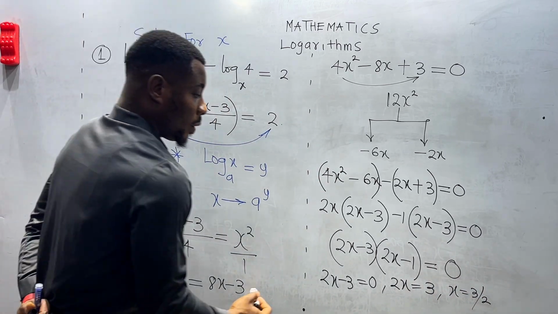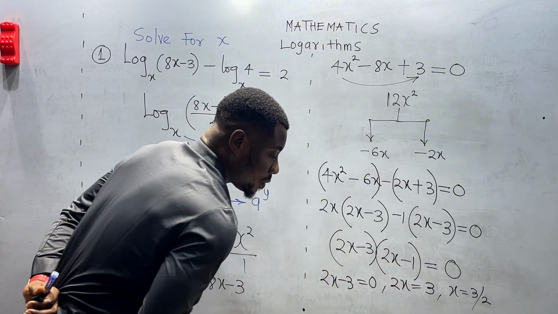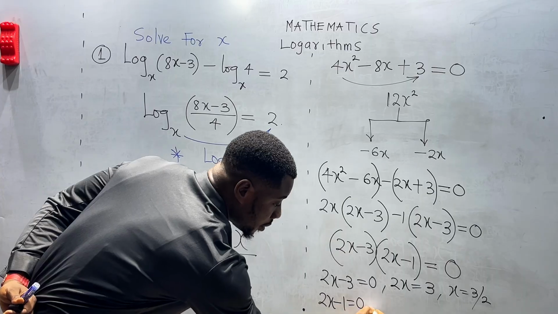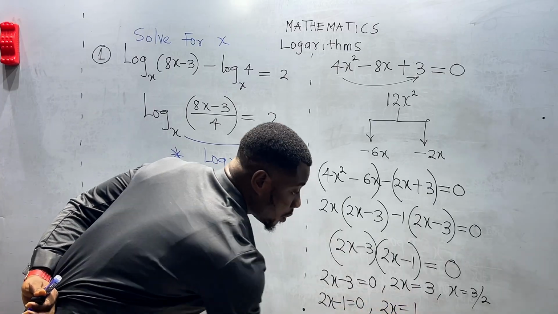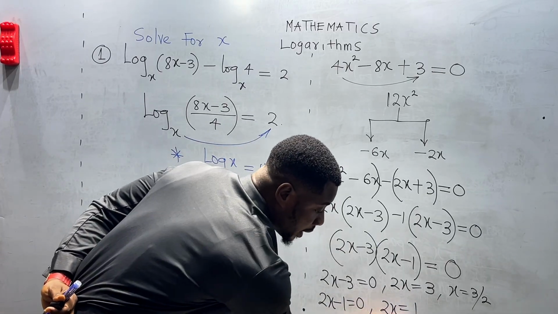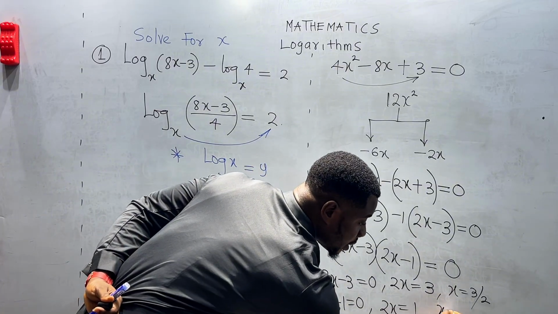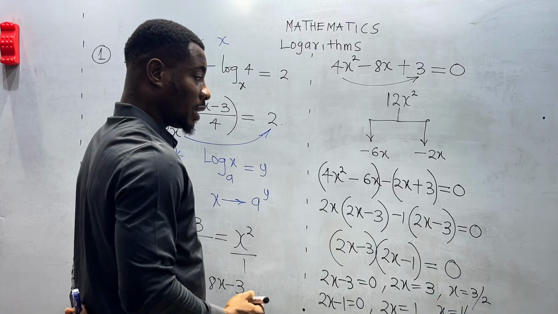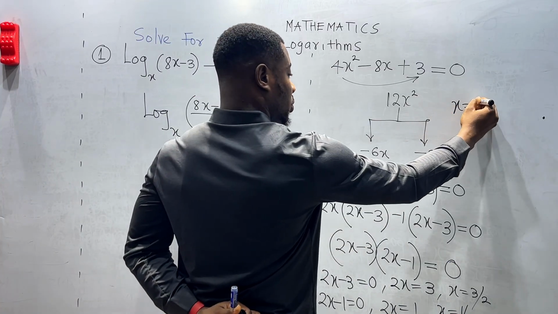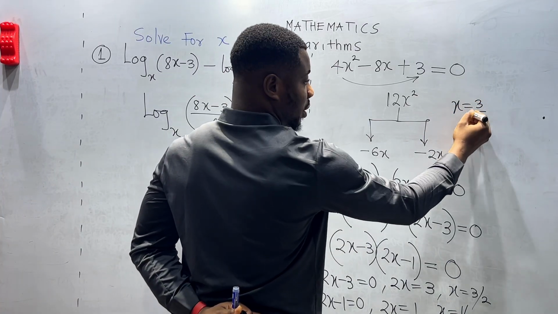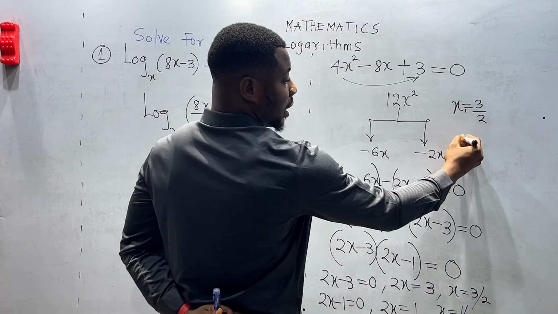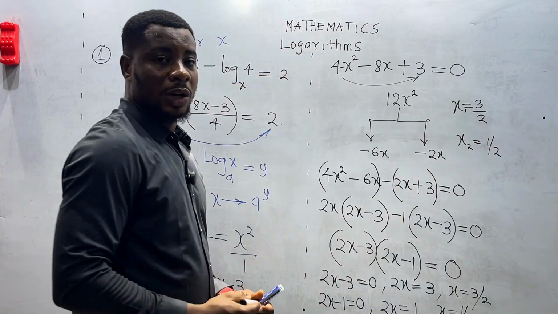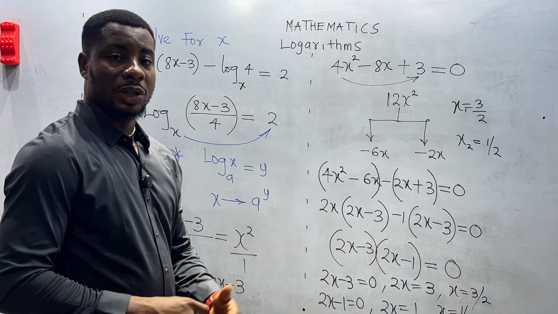In the same way, if we equate 2x minus 1 to be equal to 0, we'll have that 2x minus 1 equals 0, which means 2x is equal to 1. And that also implies if I divide both sides by 2, we have that x is equal to 1 over 2. So it means that finally we have two answers for x. We can say that x is equal to 3 divided by 2. Let's call that the first x. And we can also see that x is equal to 1 over 2. Okay, so this is the answer to the question.